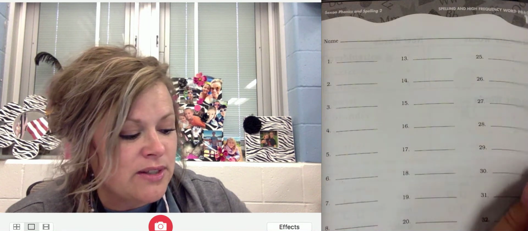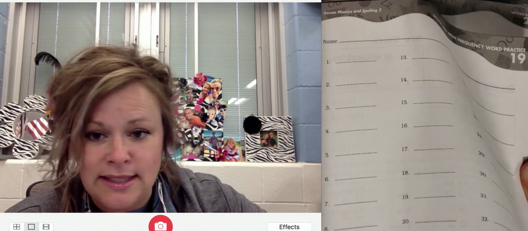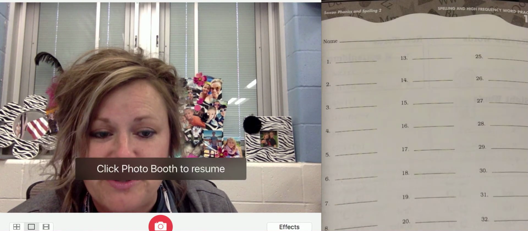We are going to start today with high frequency word practice 19. We're going to start it together. You can finish with your teacher at home if you choose to.